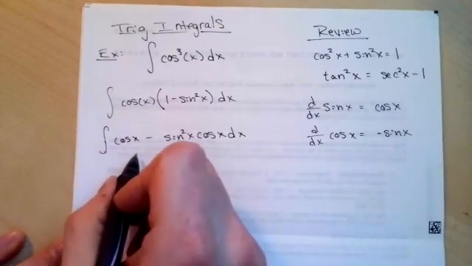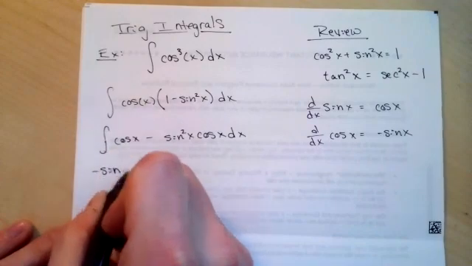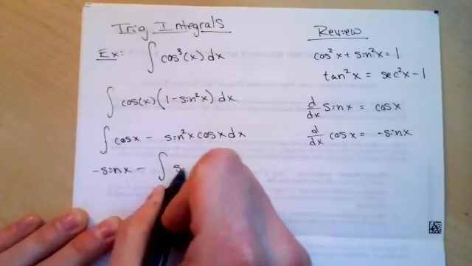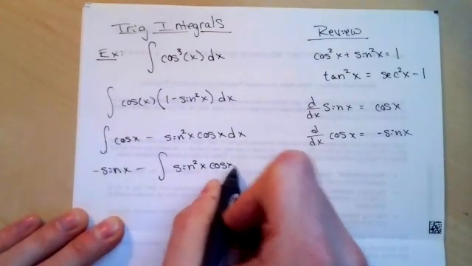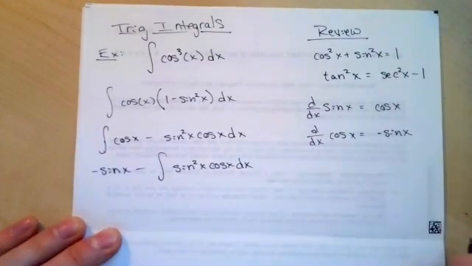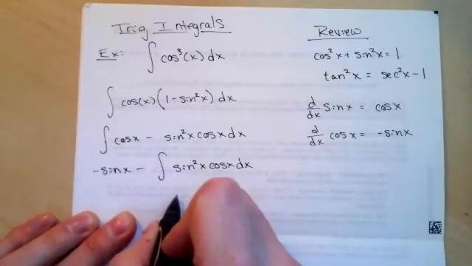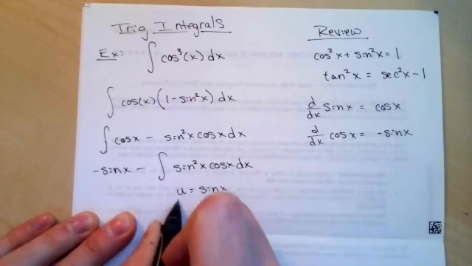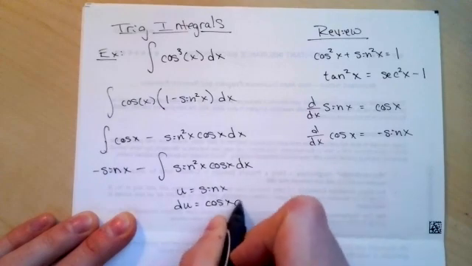So our two integrals here, integral of cosine, I'm going to go ahead and do, so that's going to give us minus sine of x. We still need to integrate this term, sine squared times cosine. And then now here we can make a u substitution. Namely, u is sine of x. And then our du gives us cosine of x dx.